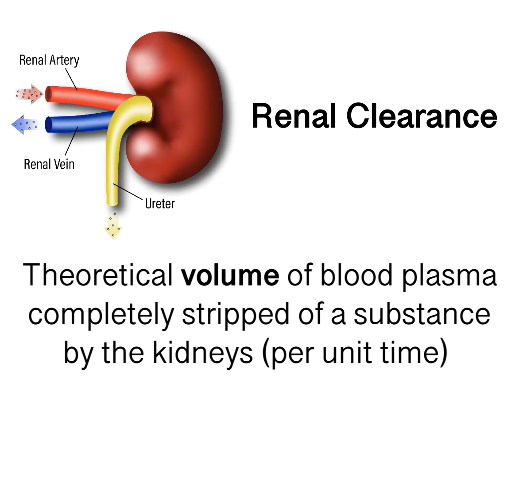The definition of renal clearance is the theoretical volume of blood plasma that is completely stripped of a particular substance by the kidneys per unit time. So we aren't describing the amount of a substance removed from the body, but rather a theoretical volume of blood plasma. Because we're referring to a theoretical volume of blood plasma cleared of a substance, the units for renal clearance are usually expressed as milliliters per minute or liters per day.